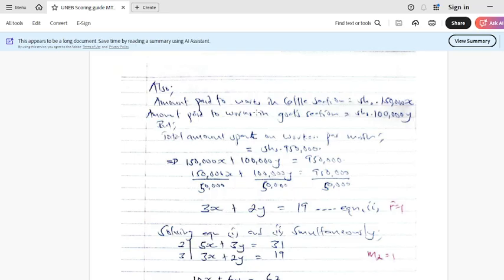Also, the amount paid to workers in the cattle section. Still, I don't know how many workers there are, but I let the workers be X. That means to get the total amount of money in only the cattle section, I will get that amount times the number of workers X. Likewise, for the amount paid to workers in the goat section, I'll get that amount times the number of workers. Now the total of the two will give me the total amount of money paid per month in the whole farm, which is 950,000 shillings.